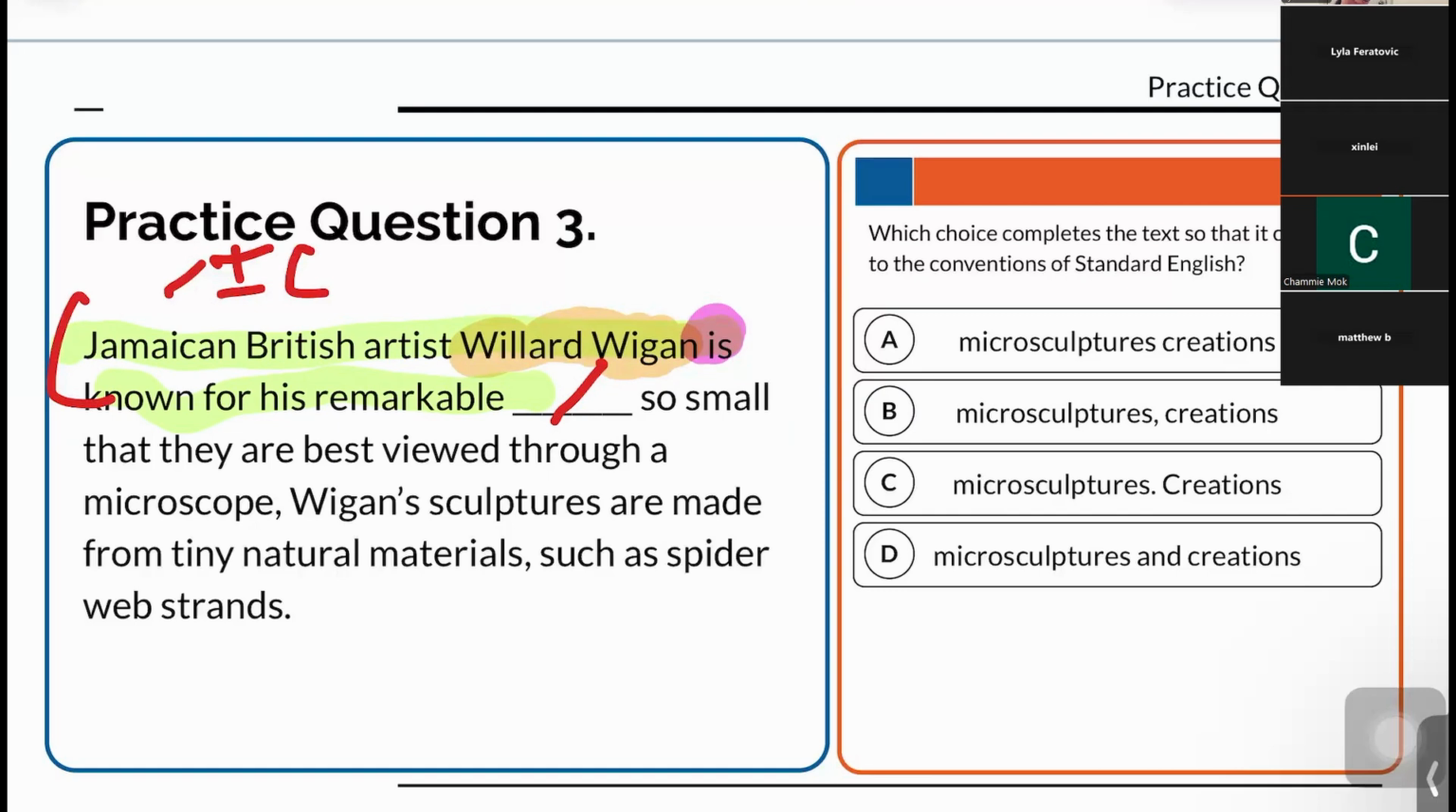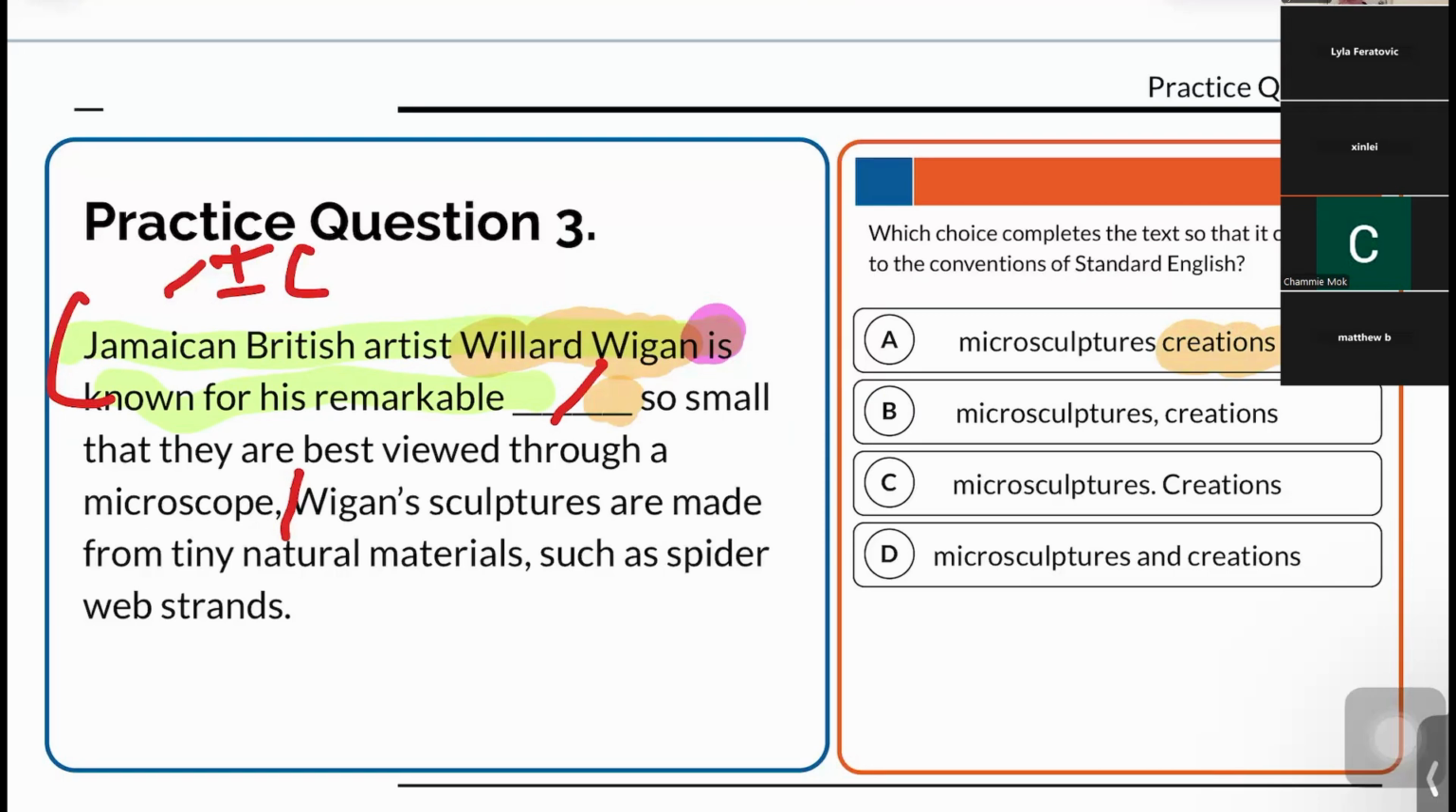So filling in creations so small that they are best viewed through a microscope. I'm going to pause on this comma here just to see, is this a dependent clause, and what do we need to do about that? So creations so small that they are best viewed through a microscope. We've got a noun, creations, the thing that fills in the blank. Creations. So we've got a noun that could be a subject.